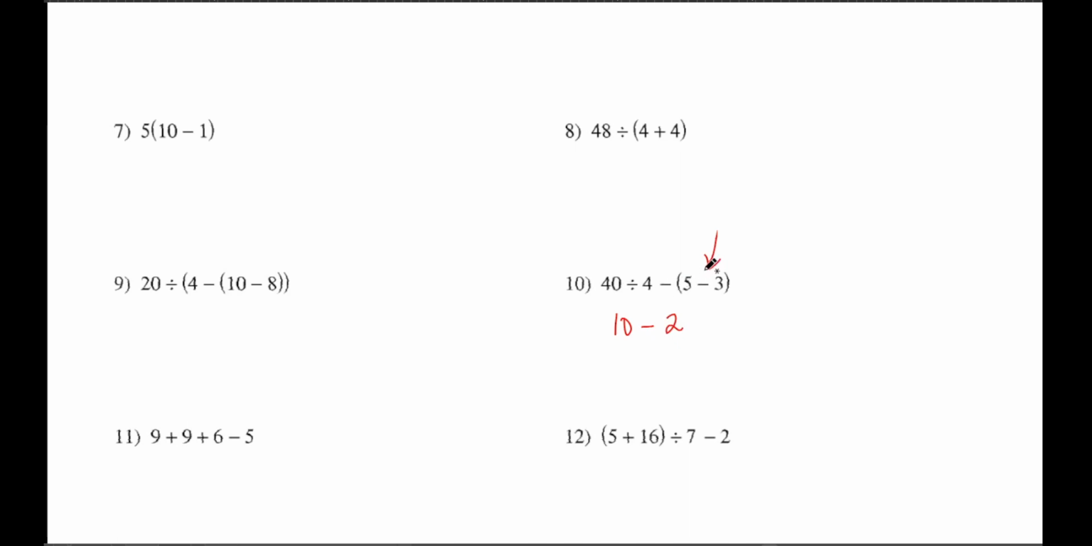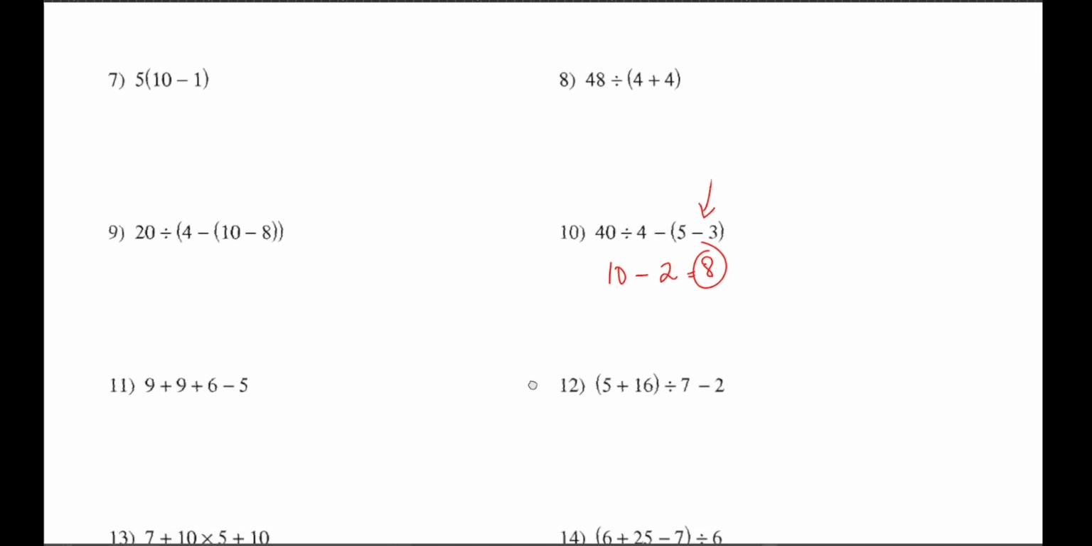Is that all right? So you did the parentheses first. You got a 2. Then you do the division. You got a 10. Now you got this minus. 10 minus 2, 8. It's as easy as that, as long as you just do it in the right order. You just got to make sure that you do these things in the right order.